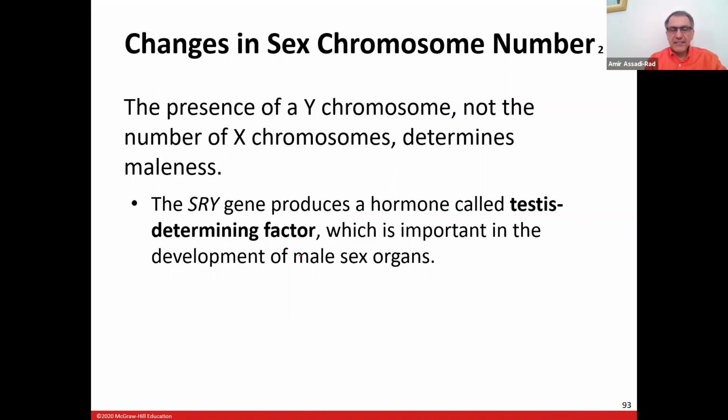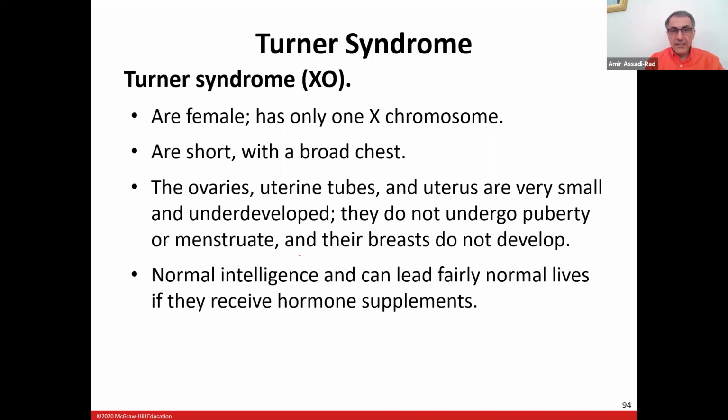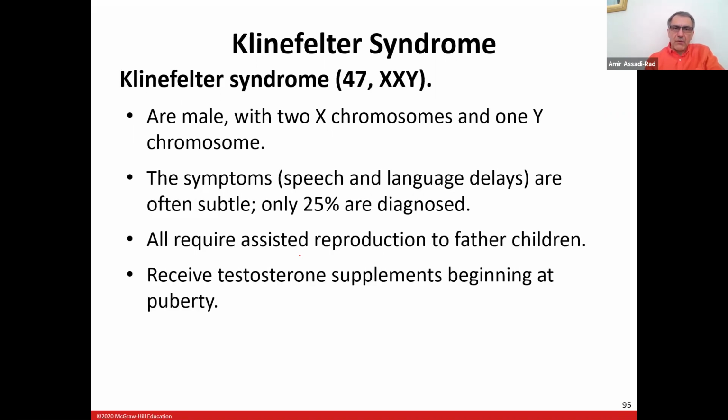And determining factors: changes in sex chromosome numbers. Turner syndrome, as I said, is XO. It's missing one of the chromosomes. That's why it's XO. Klinefelter syndrome: you have 47 chromosomes, not 46, and it's XXY, one extra X. So two X chromosomes and one Y chromosome.